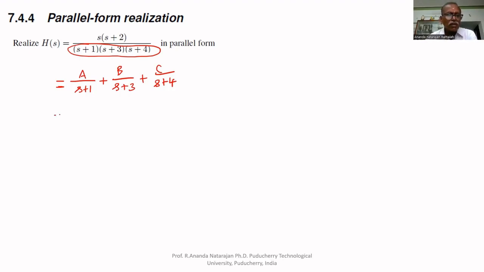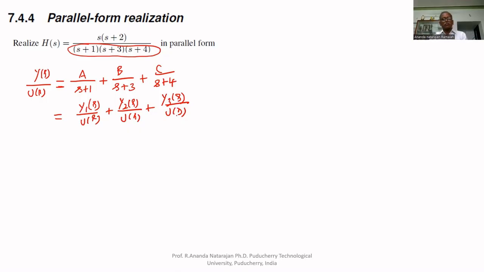This can be assumed as y1 of s upon u of s. This is y of s upon u of s. This can be assumed as y2 of s upon u of s plus y3 of s upon u of s. Like that we have to assume. Now we have to find A, B, C.